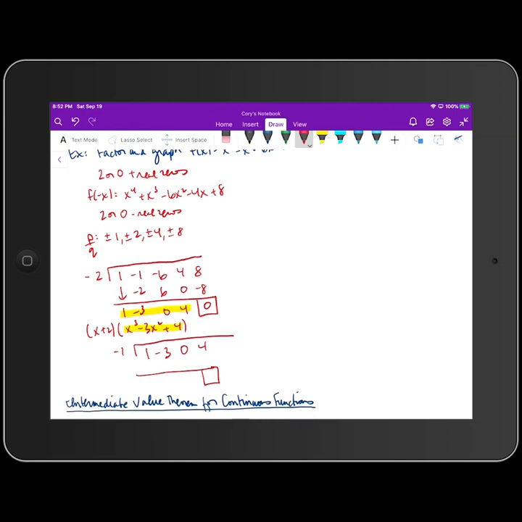And then we're going to perform synthetic division. So we bring down the first term 1, multiplies to give negative 1, adds to give negative 4, multiplies to give 4, adds to give 4, multiplies to give negative 4, and adds to give 0.